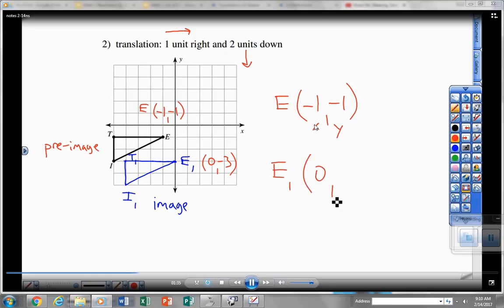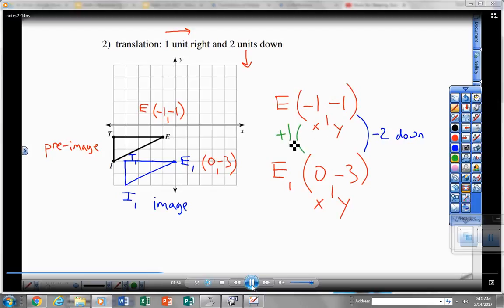Moving to the right, the X coordinate goes up. Moving to the left, the X coordinate goes down. Moving up, the Y coordinate will go up. Moving down, the Y coordinate will go down. So here I go, comparing the original E to E prime. I can see that the Y coordinate for the original is -1, and then it goes down by 2 to get to -3. That going down by 2 in the Y numbers tells me that it's translating, moving 2 boxes down.